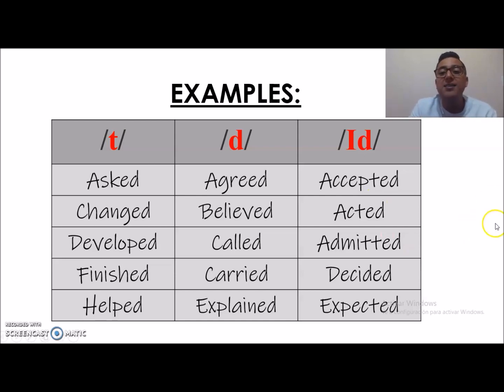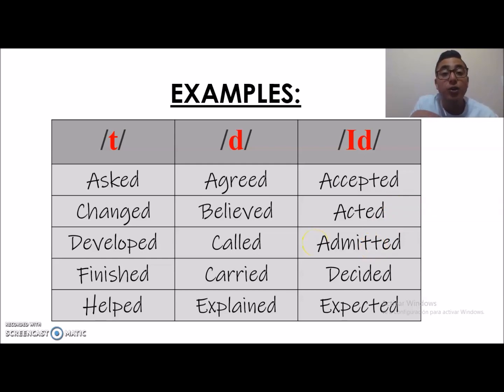Then we have act, which ends in T. So that's why we're going to pronounce acted, acted. Then we have admit, but here admit ends in T. And before the T there is another T.